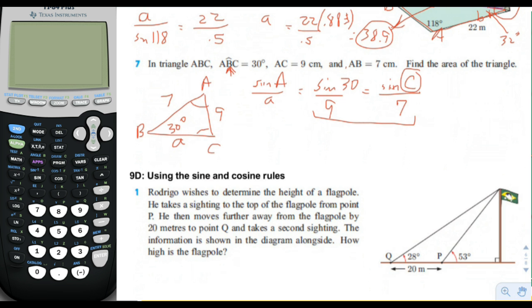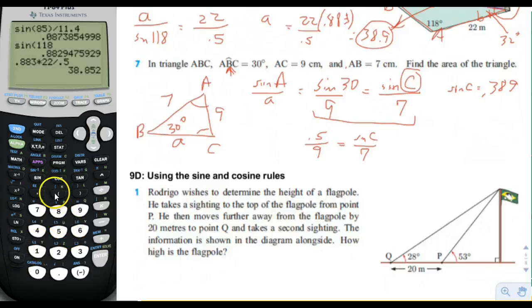Sine of 30 is 0.5, right? So we have 0.5 divided by 9 equals sine of C divided by 7. So we're going to multiply both sides by 7. So we'll have sine of C equals 7 times 0.5 divided by 9. And the answer is 0.3888, which is 0.389, okay? And what is the angle C that corresponds to that? So we'll do an inverse sine on 0.389.